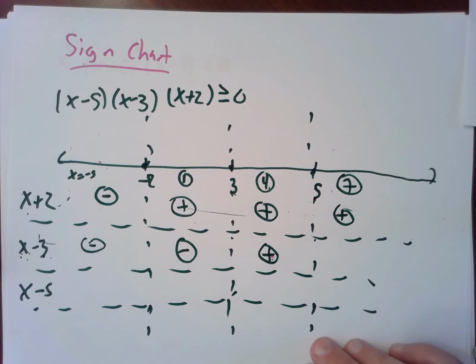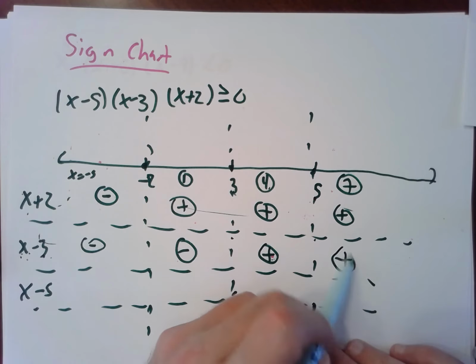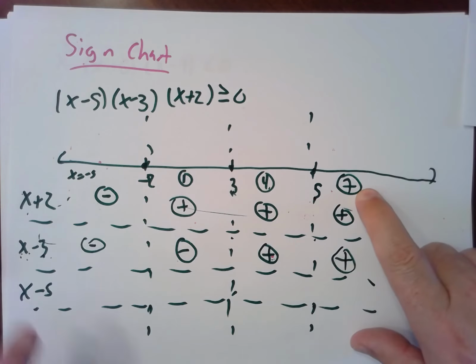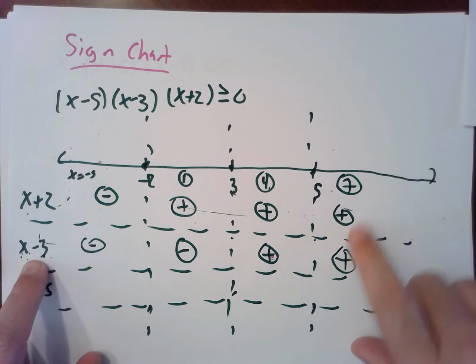Once they switch, they're never going to switch back. So it has to be positive over here. And we could check it. 7 minus 3 would be 4, which is positive.